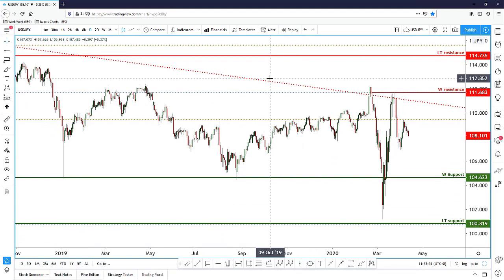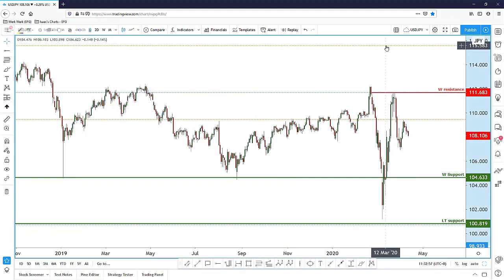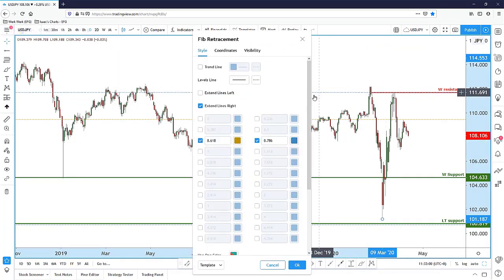I will remove this descending trend line because it's too far away. I'll remove the long-term resistance as well because it's too far away as well. For the rest, I'll just tidy it up.